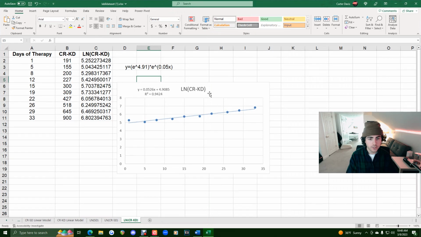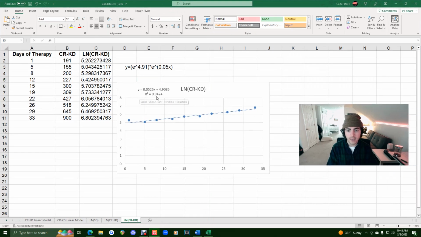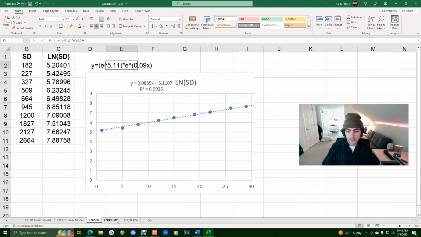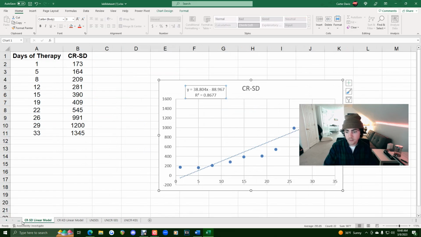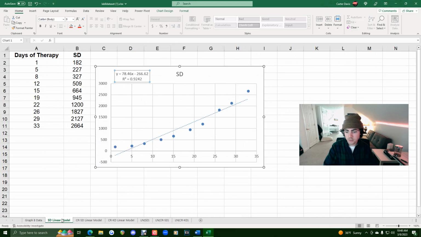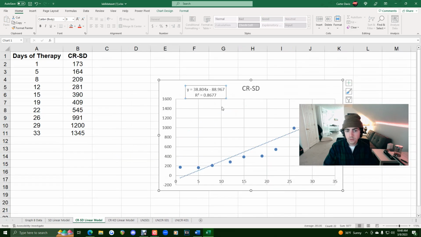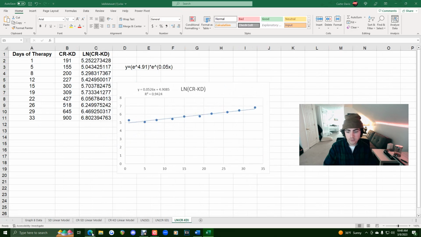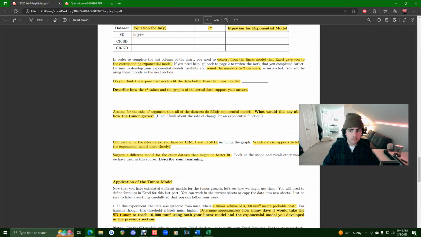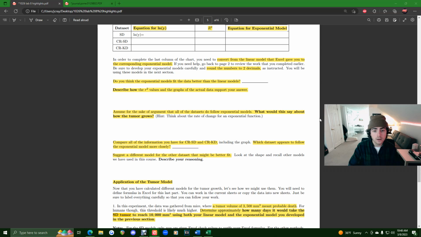All right, so how do we know if they fit them better? Well, we're looking at the r-squared value again. So the r-squared value, 0.99, 0.96, 0.94. All those r-squared values are higher than the linear model r-squared values, 0.92, 0.87, 0.85, right? So the r-squared values being not just higher but closer to 1 would mean that the exponential models fit the data better than the linear models.